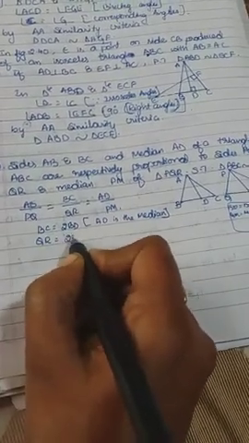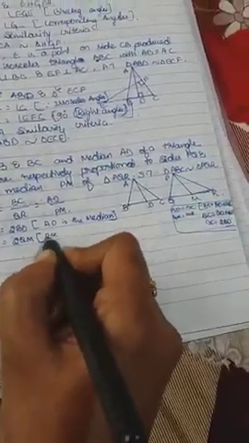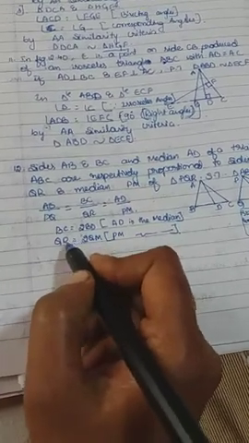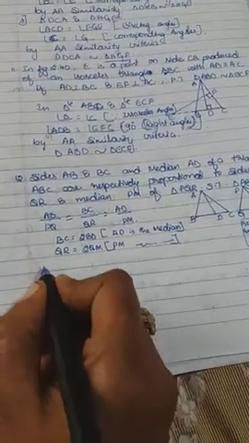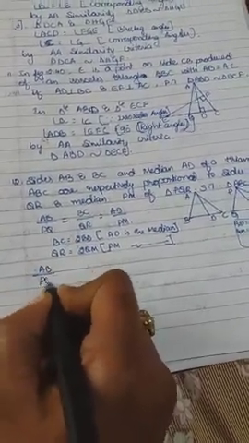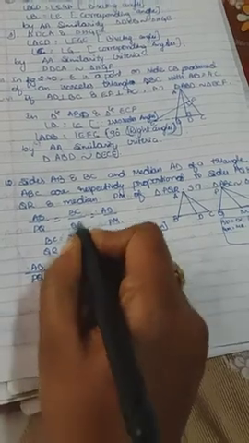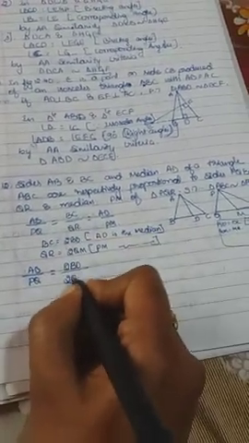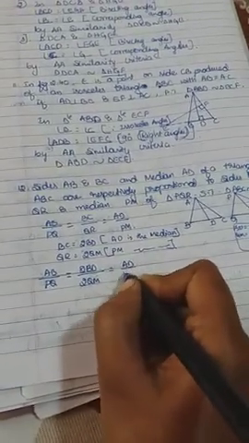And also we can write QR equals 2QM. Why? Because PM is the median. So in the place of BC and QR, we can write 2BD and 2QM, right? So we have to substitute: AB divided by PQ equals, in the place of BC we write 2BD, divided by, in the place of QR we substitute 2QM, equal to the remaining thing which is the same, AD divided by PM, right?